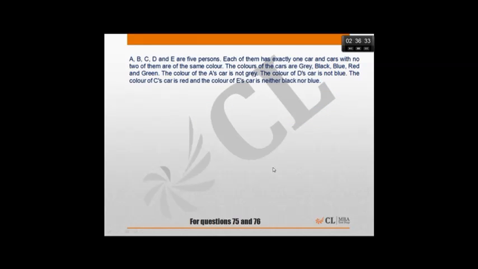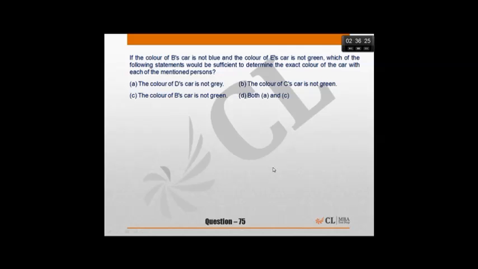75 to 76. Okay, 75, 76 is LR. 5 persons, 5 cars, 1 color, to be attempted in round 2 definitely.